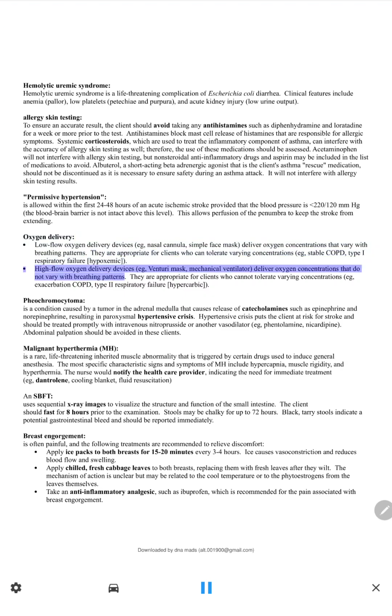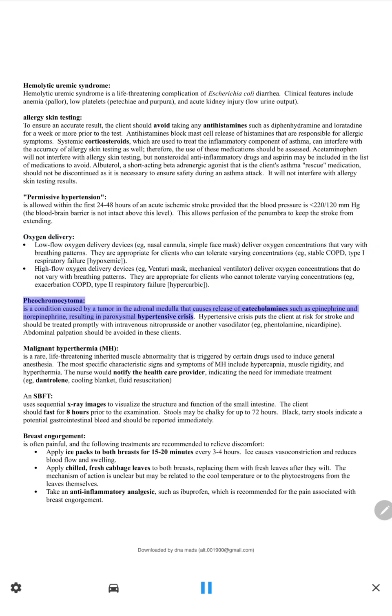High-flow oxygen delivery devices, e.g., Venturi mask, mechanical ventilator, deliver oxygen concentrations that do not vary with breathing patterns. They are appropriate for clients who cannot tolerate varying concentrations, e.g., exacerbated COPD, type II respiratory failure.